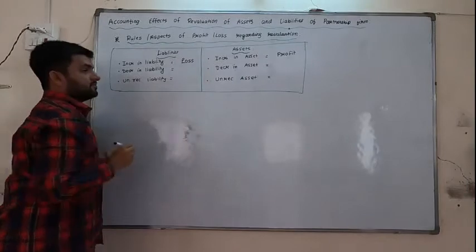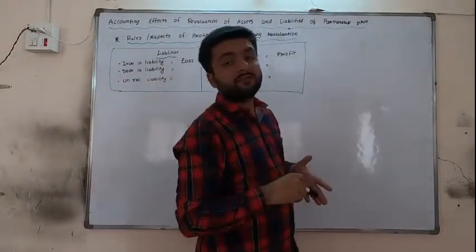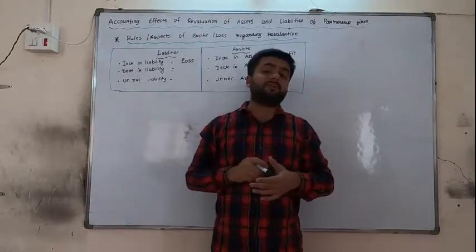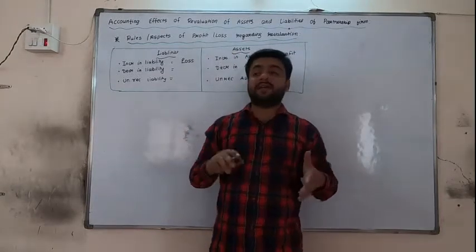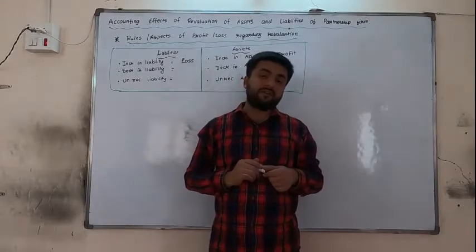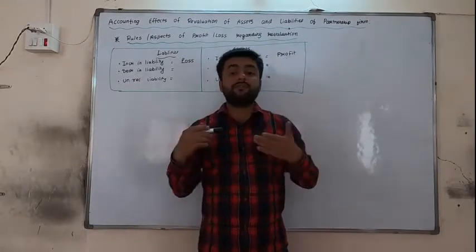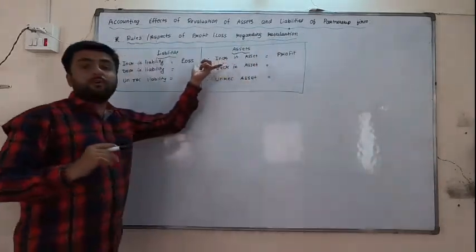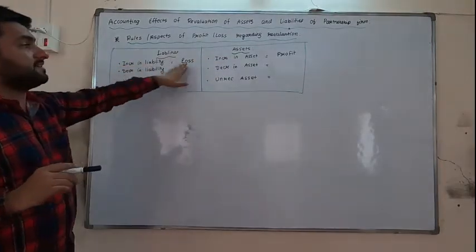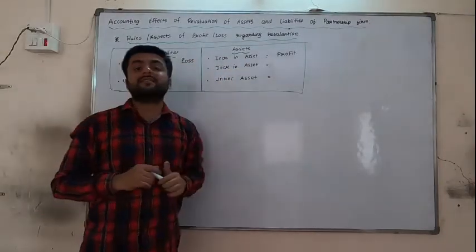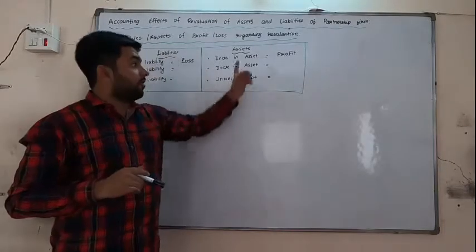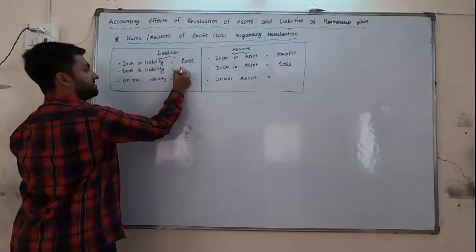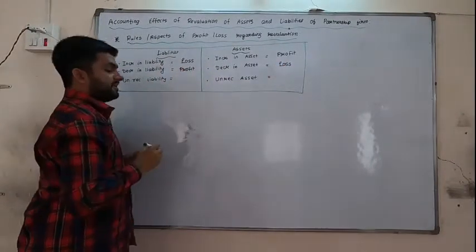Why loss? Suppose our creditors are rupees 1 lakh. In future we have to pay them 1 lakh 50,000 instead of 1 lakh because of the changes. So whenever we have to pay more compared to the previous value, we incur loss. If a liability increases, we incur loss; if an asset increases, we get profit. Opposite to it, if an asset decreases, we get loss, and if a liability decreases, we get profit.